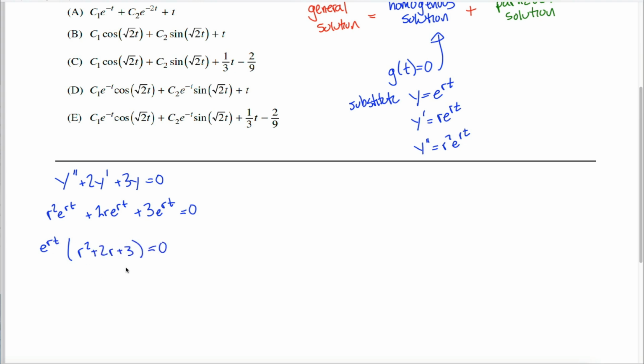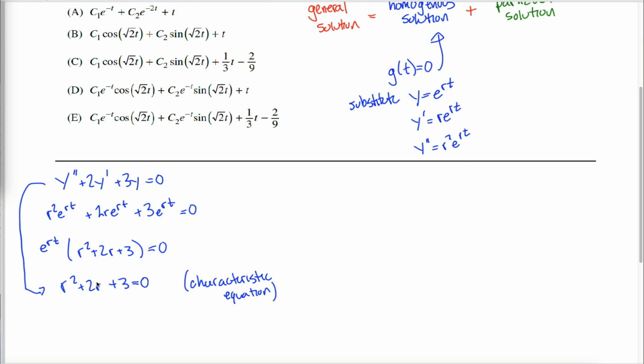So either this equals 0 or this equals 0, but this can never be equal to 0. So you end up with just r squared plus 2r plus 3 equals 0. This is what's called the characteristic equation. And it's worth pointing out that you can go directly from here to here without actually doing this substitution. Change y double prime into r squared, change y prime into r, and y just turns into a 1. Takes your homogeneous equation, turns it into the characteristic equation.